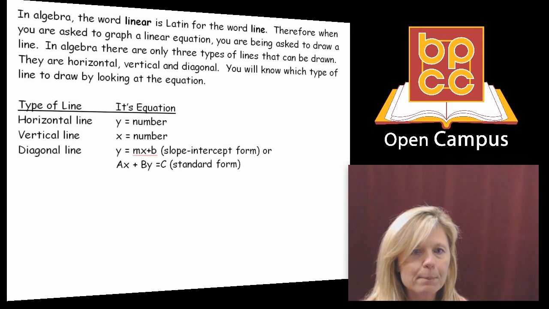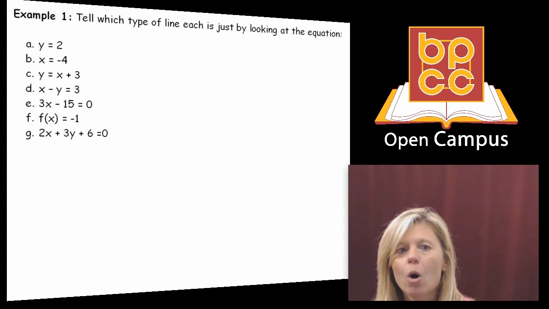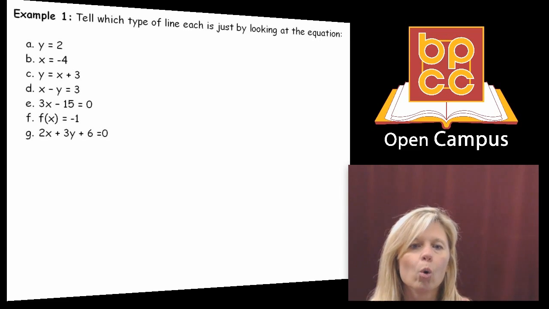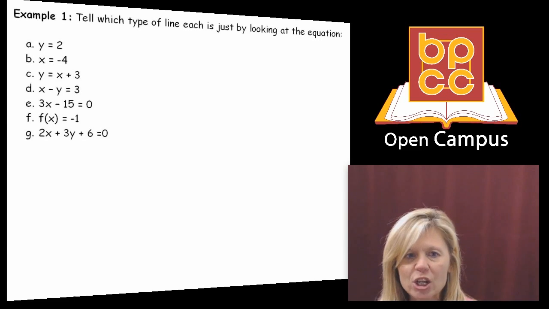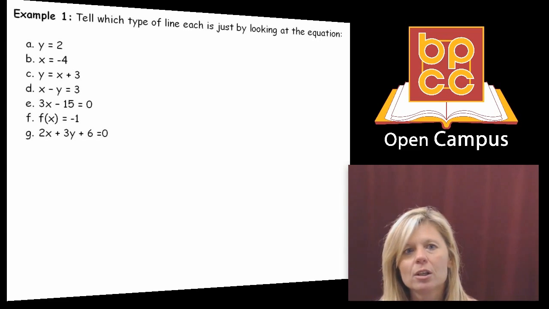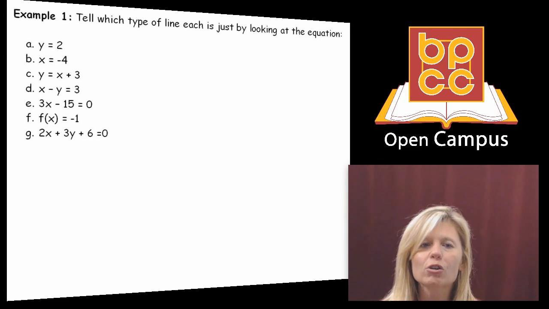Now, why is that important? Because look here. I have up here 7 equations. What I want you to notice is you should know what you're drawing by just looking at the variables. So if you look here, which equations just have the letter y in them? Well, that's equation A. A has a y in it. That means that's going to be a picture of a horizontal line. Which equations just have a letter x? Well, that's equation B and equation E. They just have a letter x in them. So those would be vertical lines.